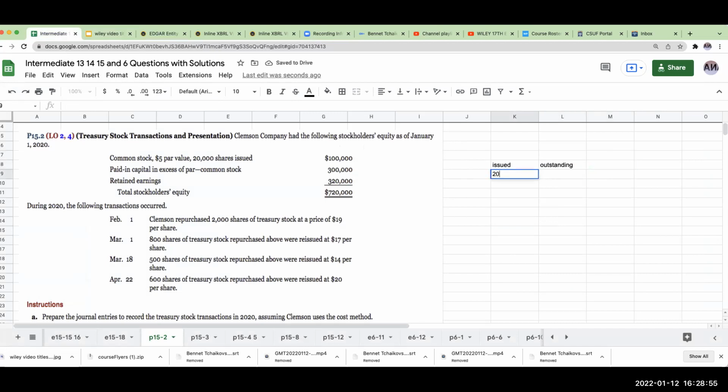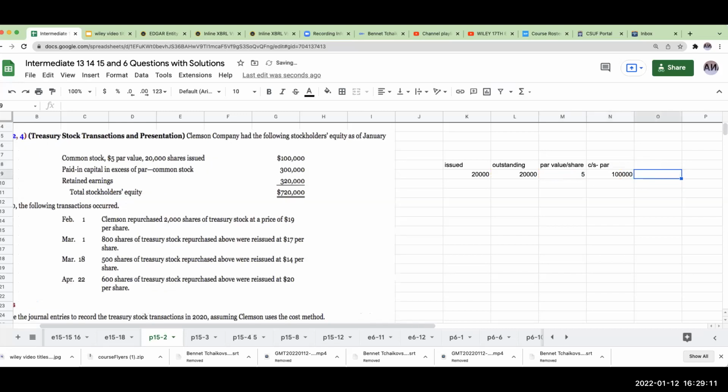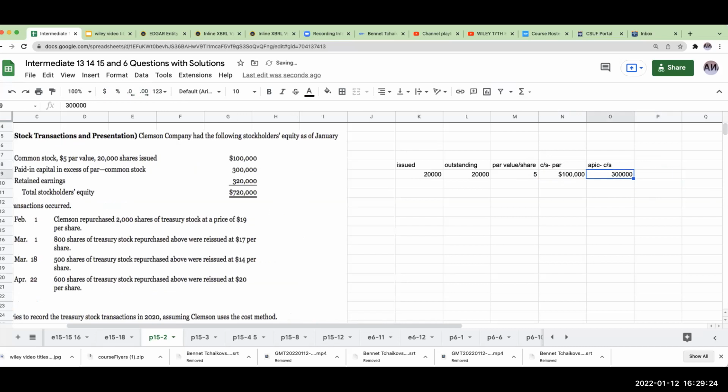So issued is going to be 20,000. Outstanding is going to be 20,000. Par value per share is at 5. So my common stock at par is going to be 20,000 at 5 or 100,000, which is what it's showing right up here. I have additional paid-in capital common stock. This is at 300,000. And then I've got retained earnings of 320.